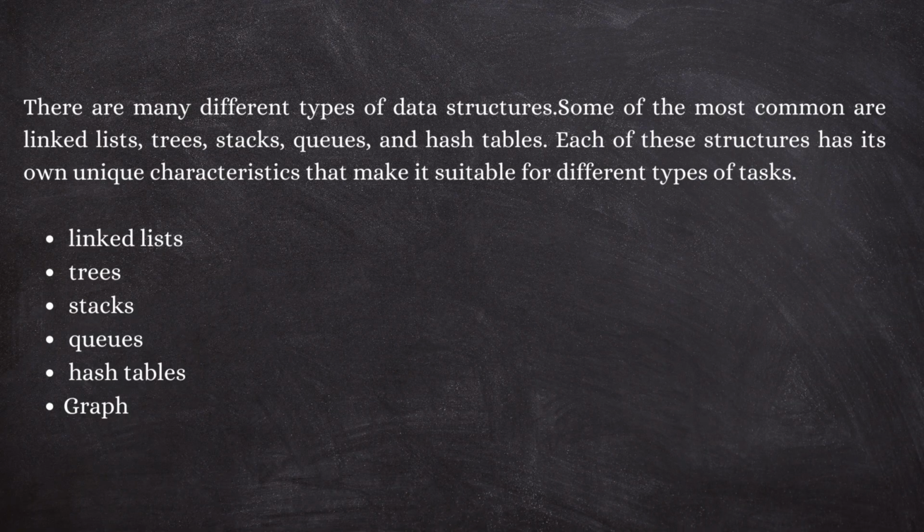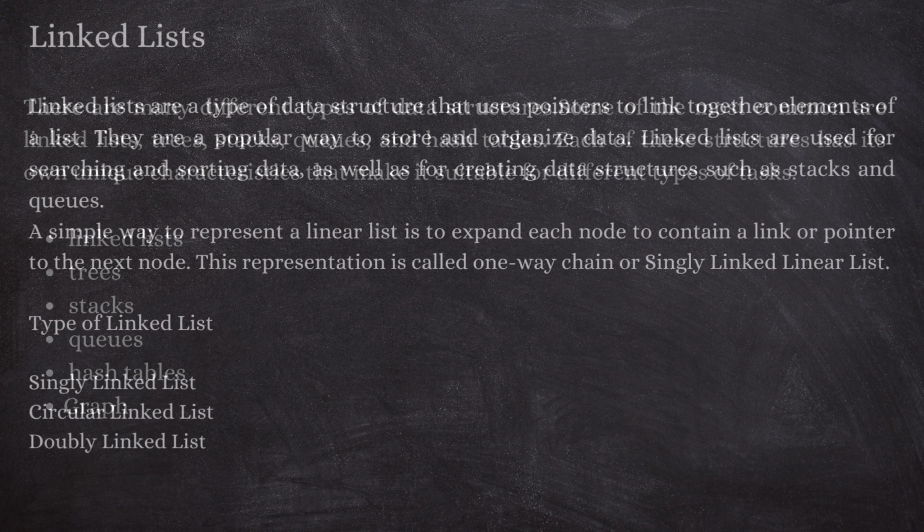Types of data structures. There are many different types of data structures. Some of the most common are linked lists, trees, stacks, queues, and hash tables. Each of these structures has its own unique characteristics that make it suitable for different types of tasks.